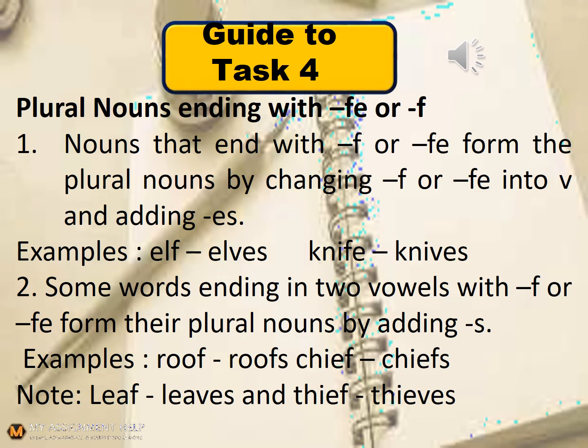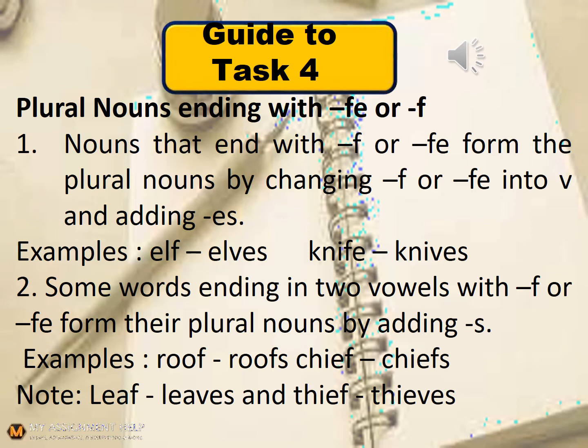For the guide to task 4, you have to review the module. We have plural nouns ending with fe or f. Nouns that end with f or fe form the plural nouns by changing f or fe into v and adding es. Examples: elf, elves, knife, knives.